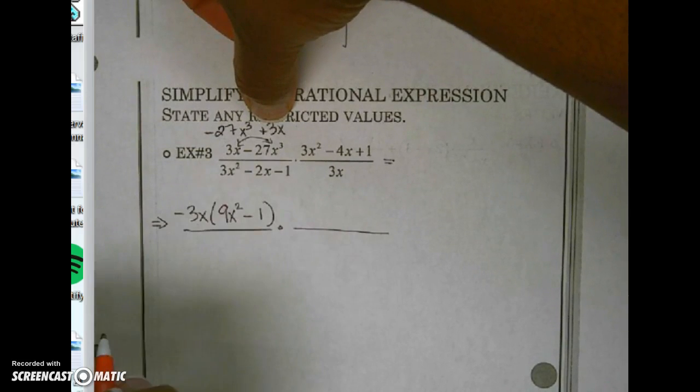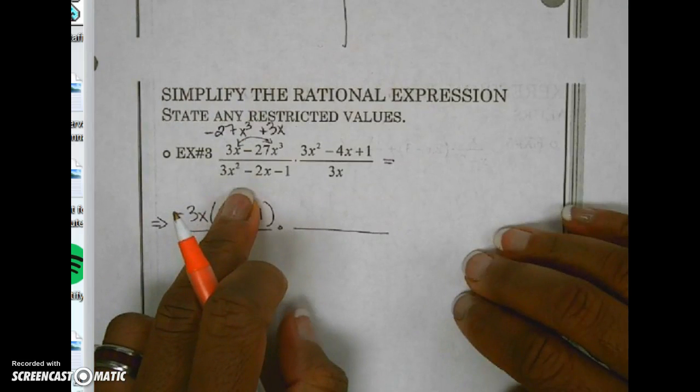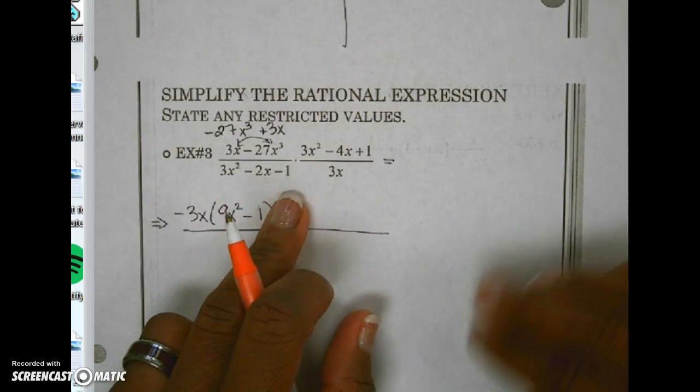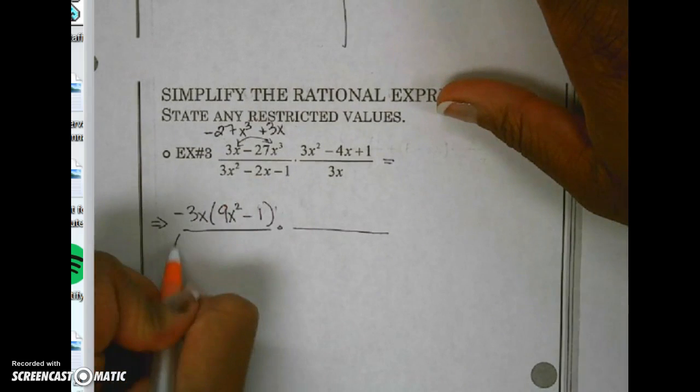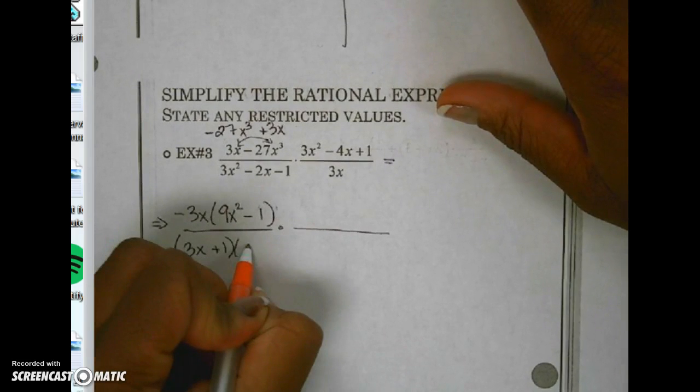Negative 1. Cool. Now this one in the denominator here, this 3x squared minus 2x minus 1, if you look up at number 4 on your warm-up, we have factored that already, and that is 3x plus 1 times x minus 1.